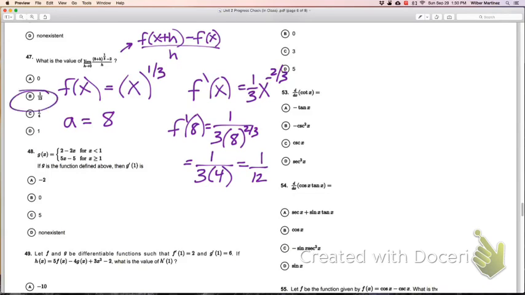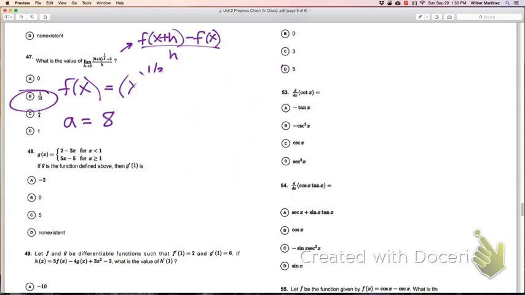Answer choice B. For the next one, they want to know g prime of 1. So again, hopefully you're on board with what we need to do for these problems. We need to check first to make sure it's continuous. If I plug 1 into the top function, I get 2 minus 2 times 1, which is 2 minus 2, and that's 0. If I plug 1 into the bottom function, I get 5 times 1, which is 5, minus 5, and that's 0.